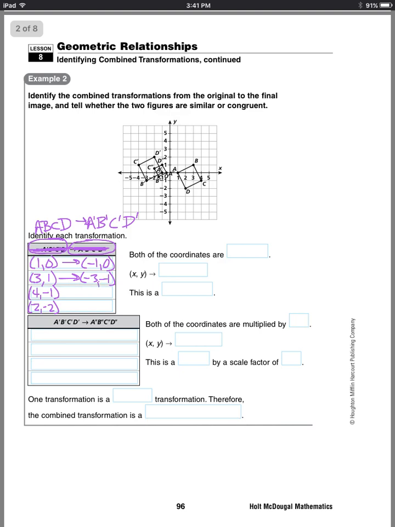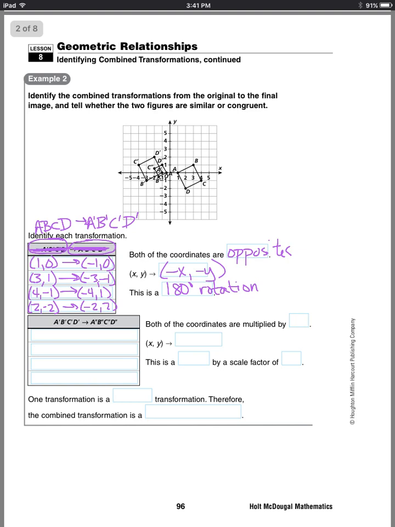C prime is at negative 4, 1. And D prime is at negative 2, positive 2. Okay. Both of the coordinates are opposites, right? On each of those, the signs in front of the coordinates switch to their opposite. So the rule is negative x, negative y. Both switch to their opposites because we multiplied them both by negative 1. So this is a 180-degree rotation. So for a 180-degree rotation, you multiply both by negative 1.